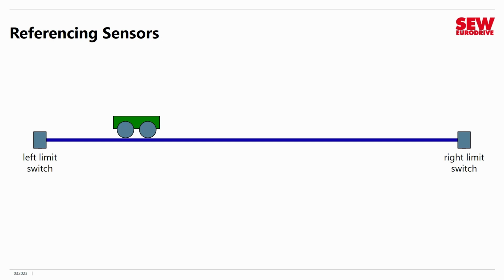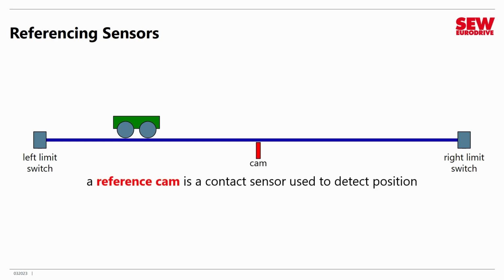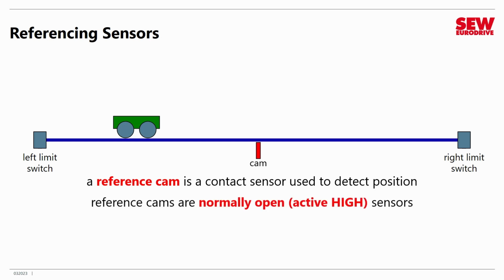The third referencing sensor possibility is called a reference cam. It's a contact sensor that detects the position when you touch it. It can be anywhere in the travel range. Here it's in the middle, but sometimes it's near the limit switches. There are really no rules for using a cam. It can be anywhere. Reference cams are normally open.